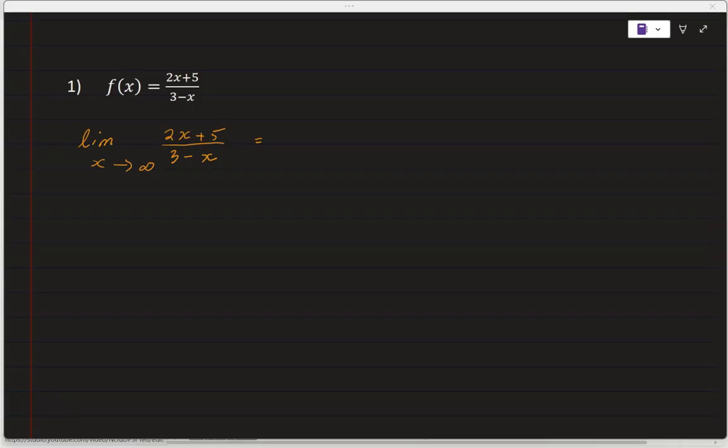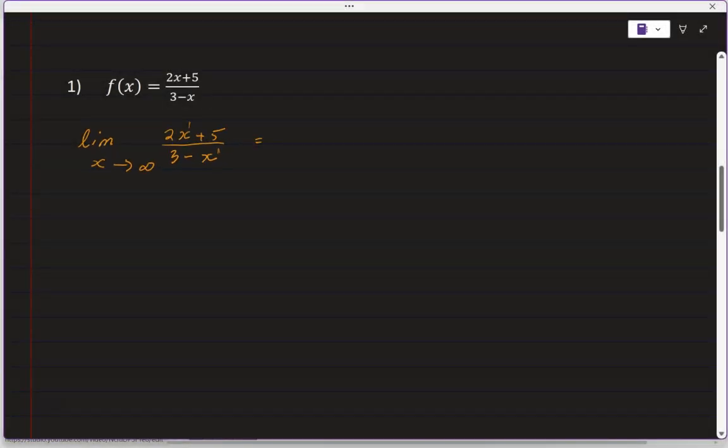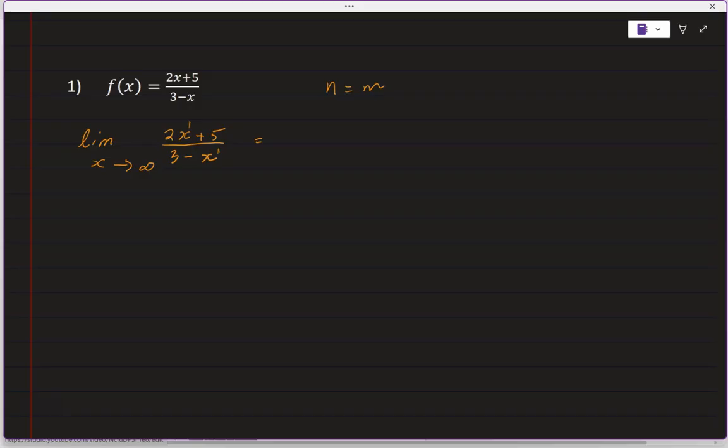To do this, first you have to double check the degrees of the numerator and denominator to see which of the three cases applies. In this case, we have 1 and 1, so n is equal to m. Both degrees are the same. And in this case, what you will do is divide. In all cases, you do the same; it's just a typical limit calculation. You divide all terms by the highest degree term, and then you go through and solve.